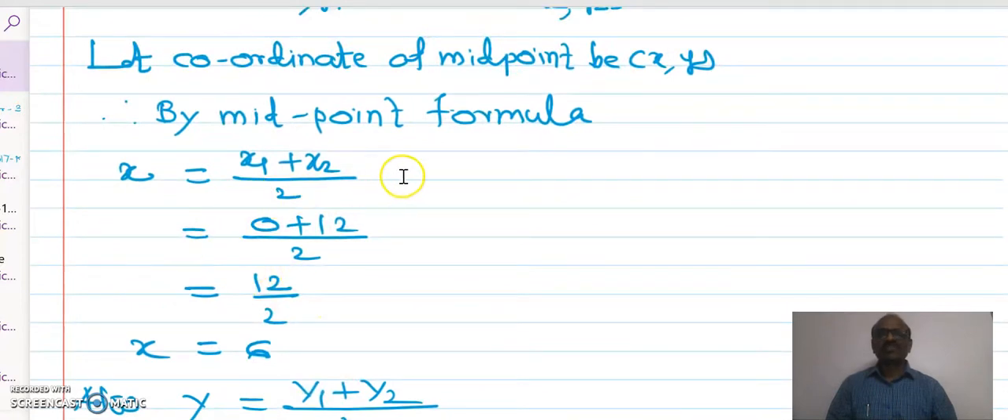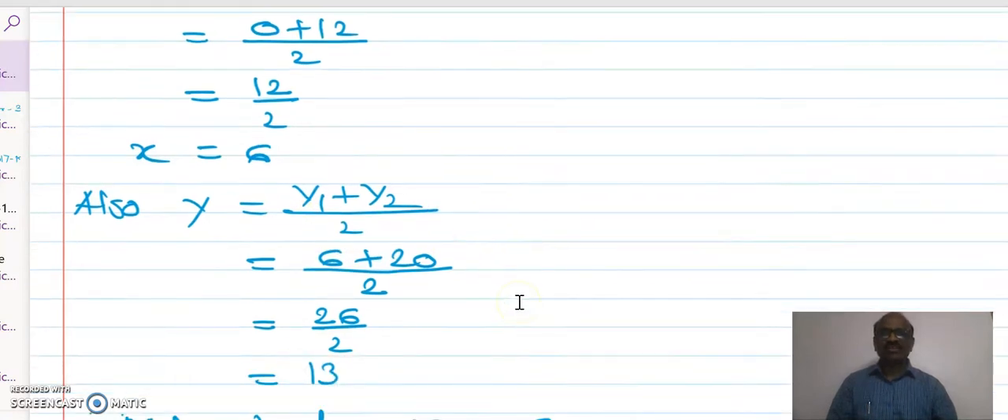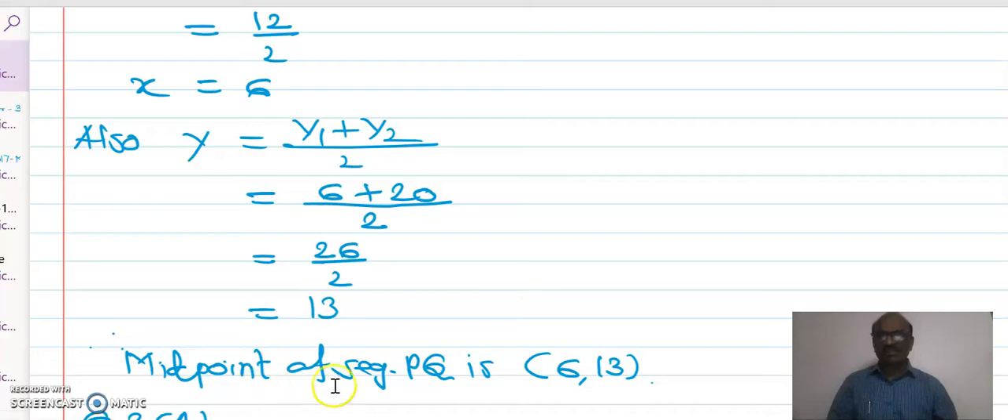By the midpoint formula, you will get x equals x1 plus x2 upon 2, that is 0 plus 12 upon 2, that is 12 upon 2, so x is equal to 6. Also y equals y1 plus y2 upon 2, that is 6 plus 20 upon 2, and that is 13. Therefore the midpoint of the segment PQ is (6, 13).